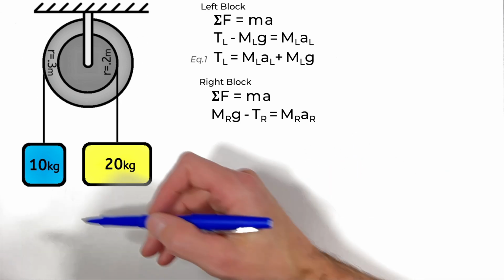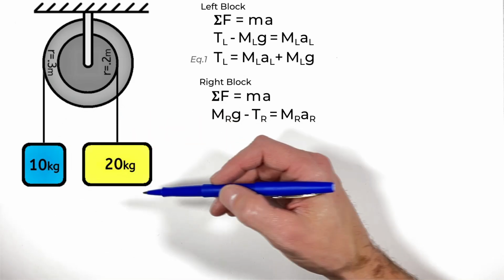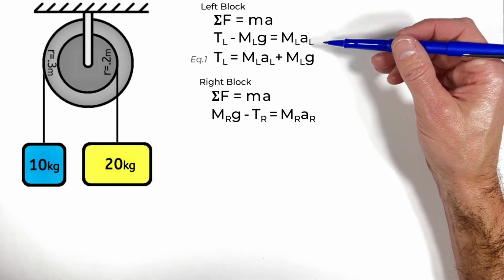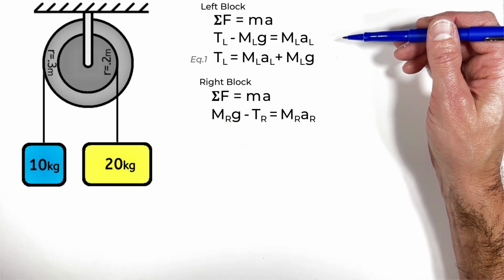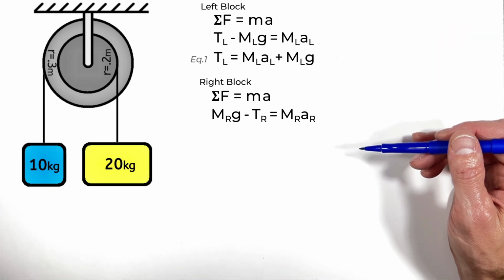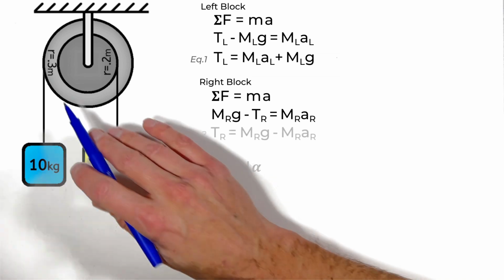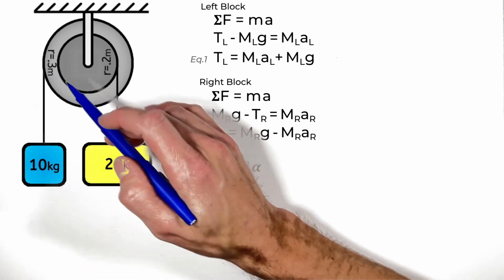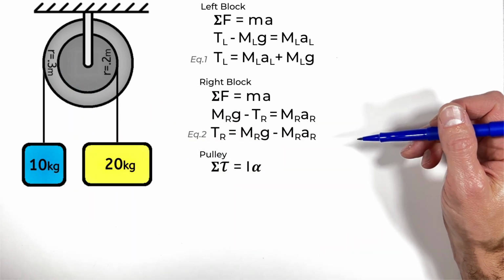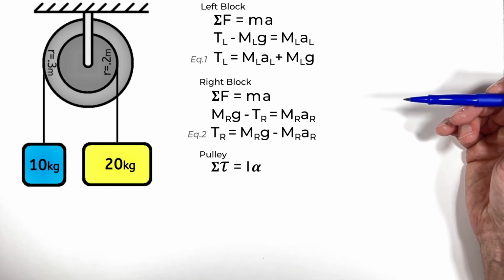And again, remember, because these two blocks don't move the same amount, they have different accelerations. You've got to keep this acceleration on the left separate in your head from the acceleration on the right. That's why we're showing AL and AR. Now last we have the pulley. Now the pulley isn't moving in a straight line, so we're not going to apply Newton's second law, or F equals ma, to the pulley.